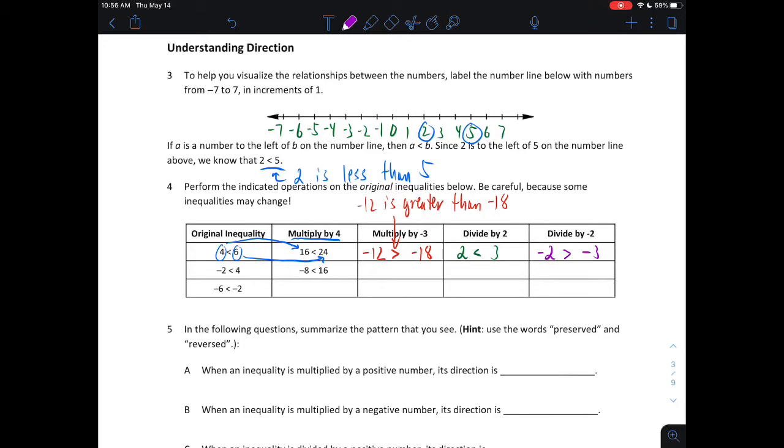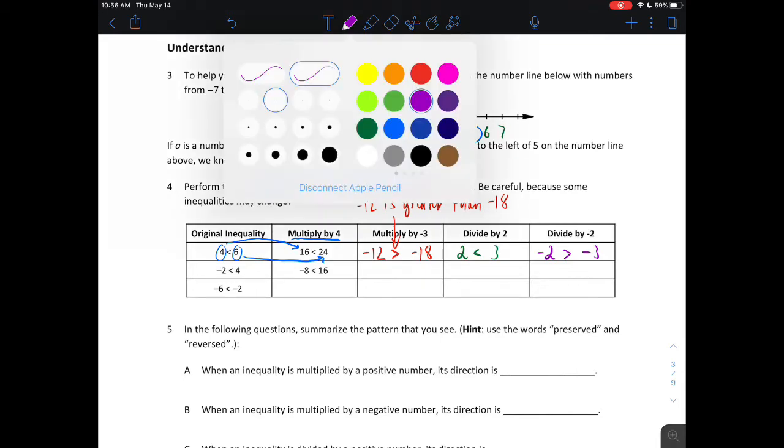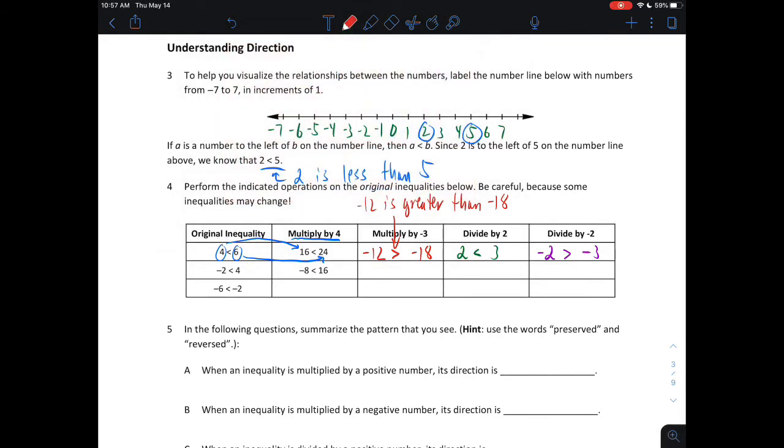Okay, now let's continue with the rest of these rows. So in the second row, negative 2 is less than 4. We can see that that's true from our number line up above. If I multiply both of the numbers involved, negative 2 times 4 is negative 8, and 4 times 4 is 16. And negative 8 is definitely less than 16, because a negative number is less than a positive number. So now what happens if I multiply the numbers in the original inequality by negative 3? Negative 2 times negative 3 is 6. 4 times negative 3 is negative 12. Is positive 6 less than negative 12? No, it's greater than.